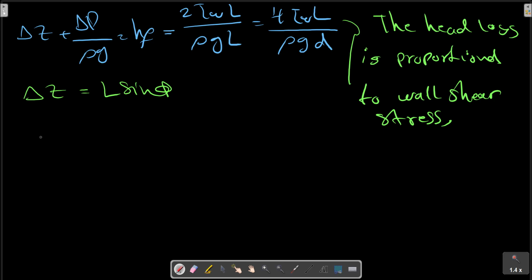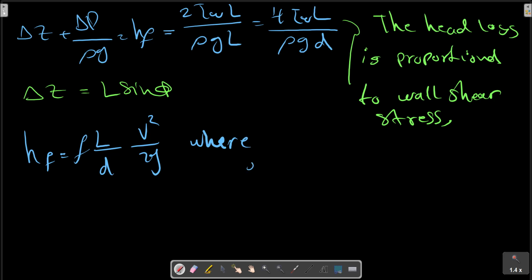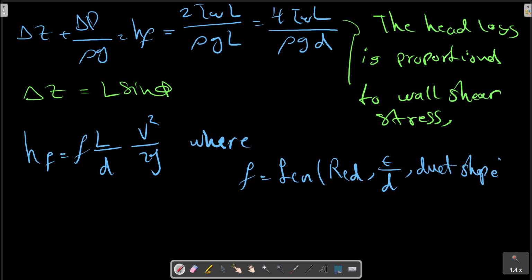So we can write the head loss equals f L on D times V squared on 2g, where f is a function of the Reynolds number, the roughness ratio, and the duct shape, where f is the Darcy friction factor.